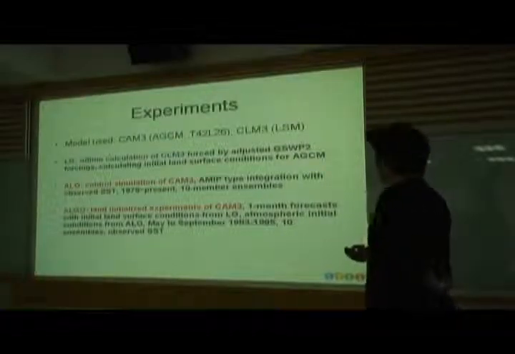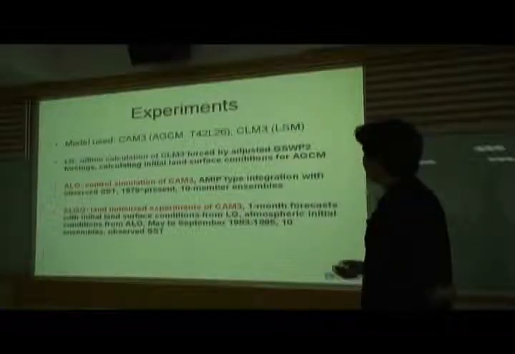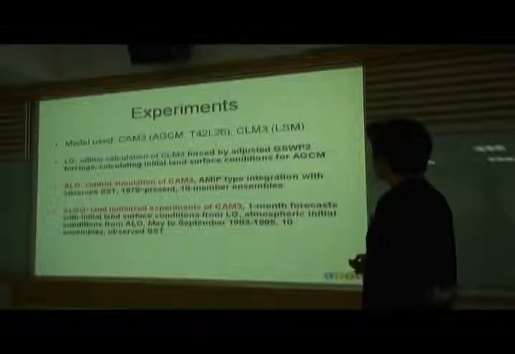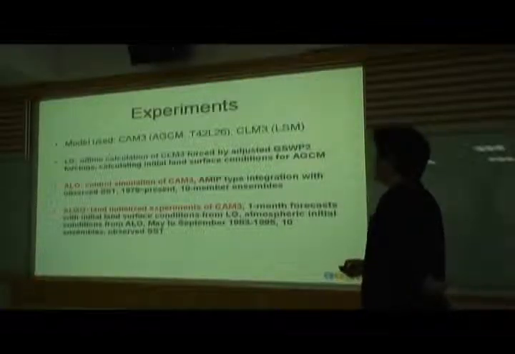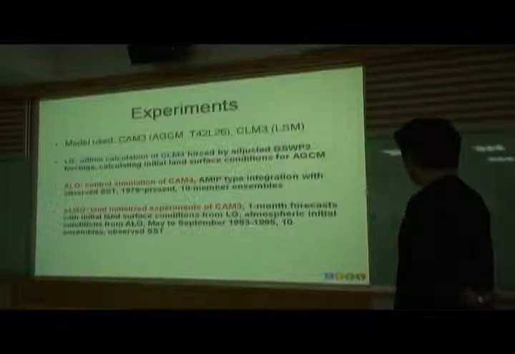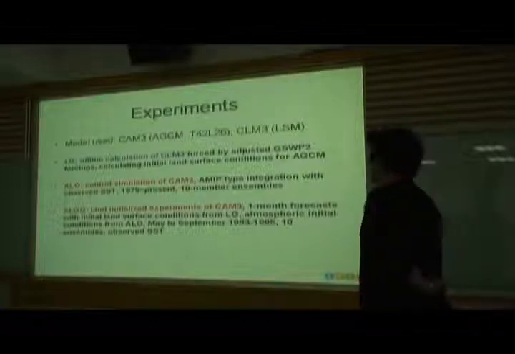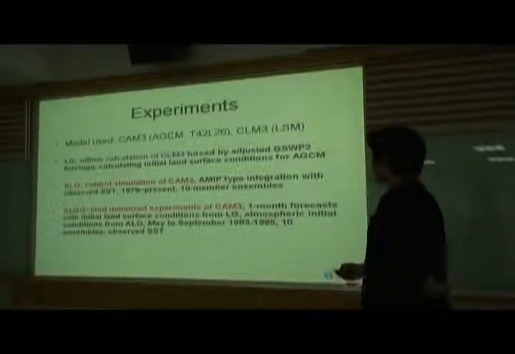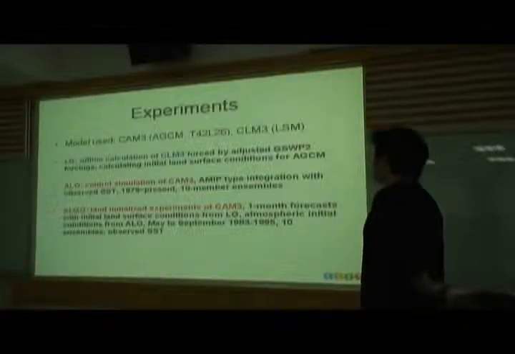And the next two experiments are AGCM simulations. The ALO is a control simulation of CAM3. It's an AGCM, a long-term integration with the observed SST for this period, with 10-member ensembles. The A means AGCM, L means land model, and O means observed oceans. And the final experiment is the land initialization experiment of CAM3. So G means land conditions. A 1-month forecast with initial land conditions from LG, and atmospheric initial conditions derived from ALO, is performed for May to September for 1983 to 1995 with 10-member ensembles and observed SST. So the difference between these two experiments is only the initialized land conditions.